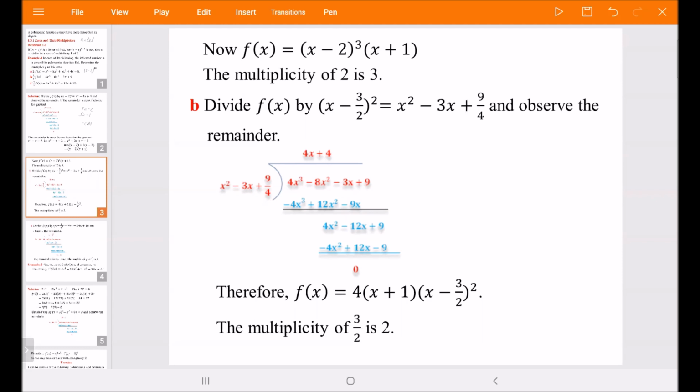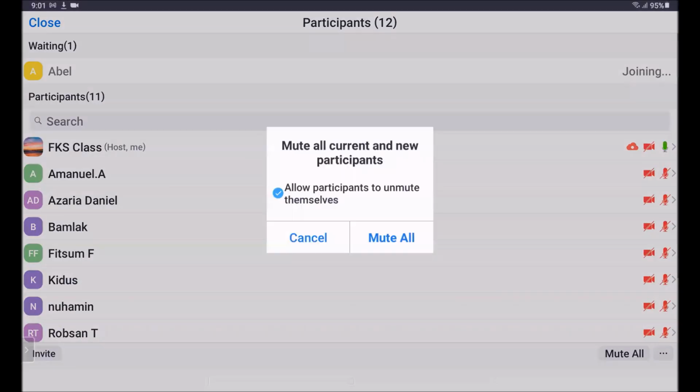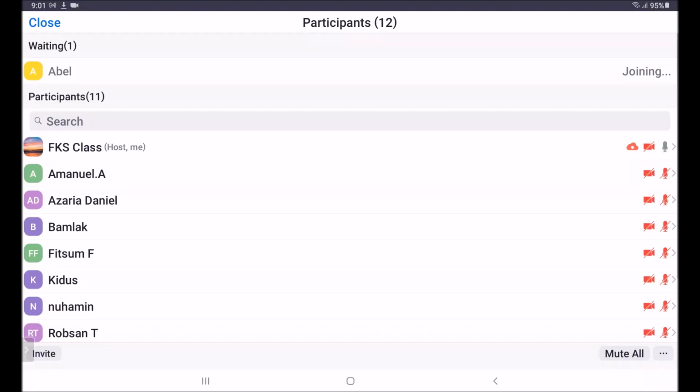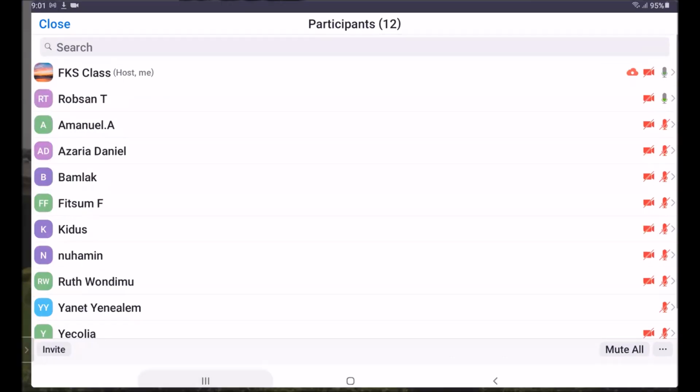If you have any question before we pass to the next example, you can forward it. Okay, if no problem, let us consider the second example.